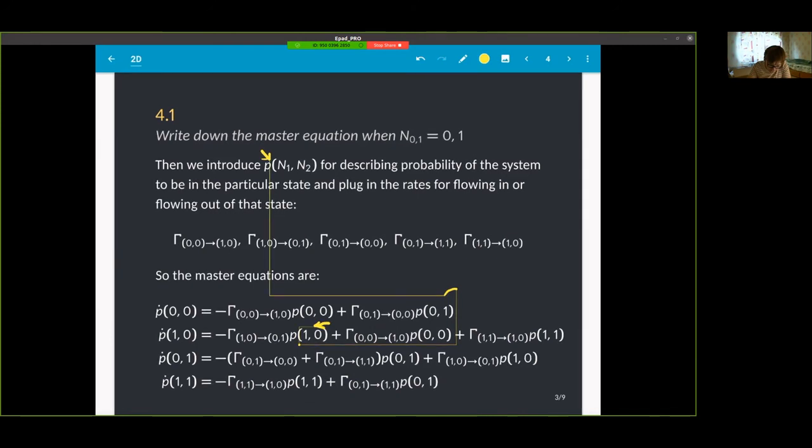And now we have this particular interesting thing: if we evaluate the probability rate of 0, 1, then probability 0, 1 can decrease in two ways. It can go to the state 0, 0, or we can also have the electron hopping to the left island and becoming state 1, 1. And that's basically it.